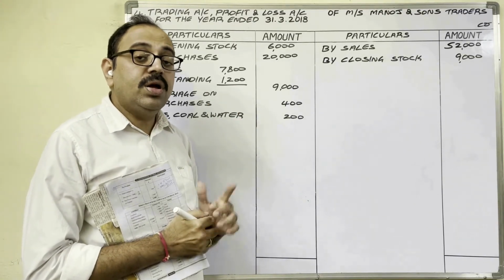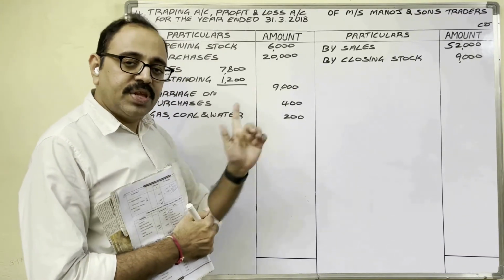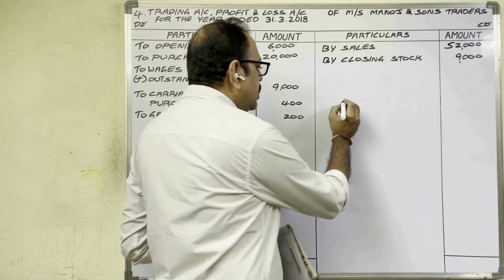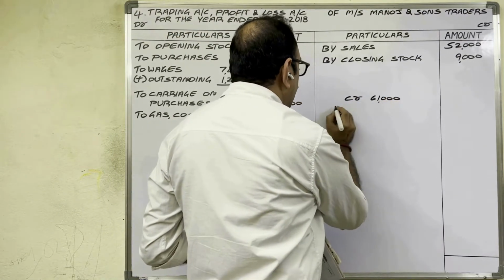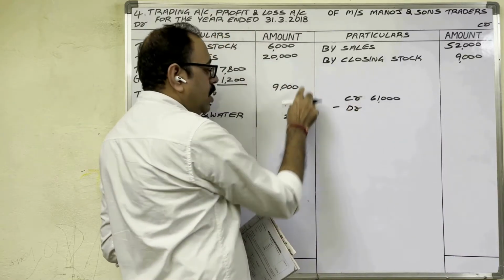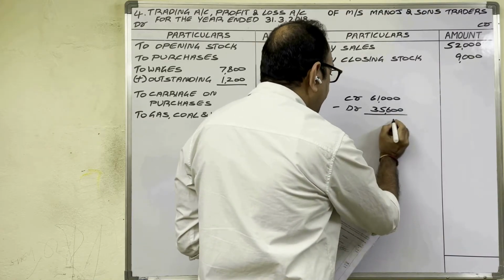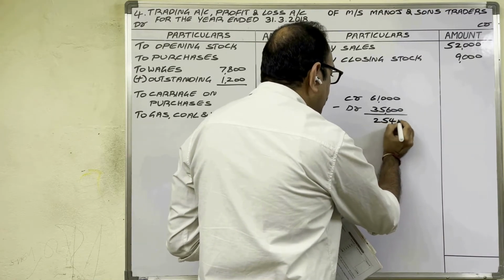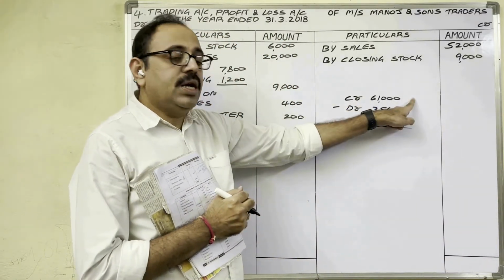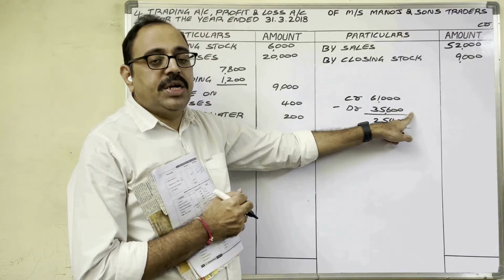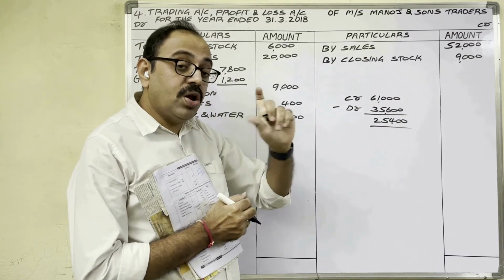Finally, we have to find out gross profit or gross loss. Observe which side total is more, credit side. In rough notes, credit total we have to calculate 61,000 rupees minus debit total, all these amounts total 35,600. Difference is 25,400 rupees. Credit side we wrote income, debit side we wrote expenditure. So income is more than expenditure. Therefore difference is gross profit.